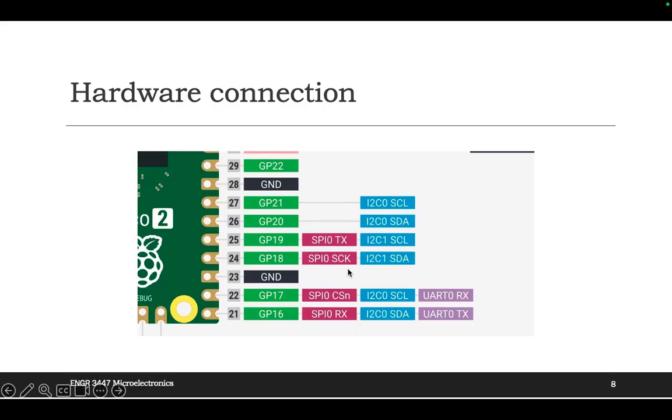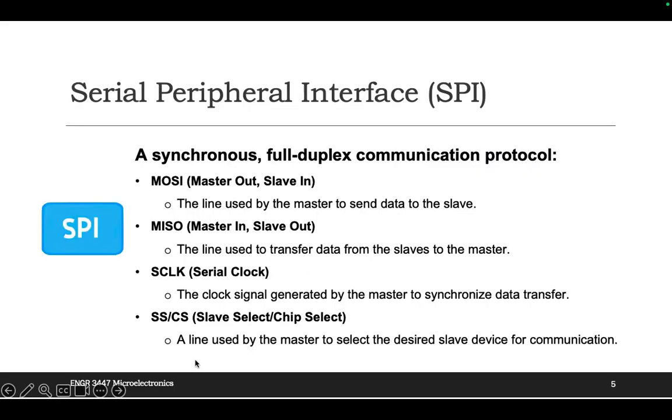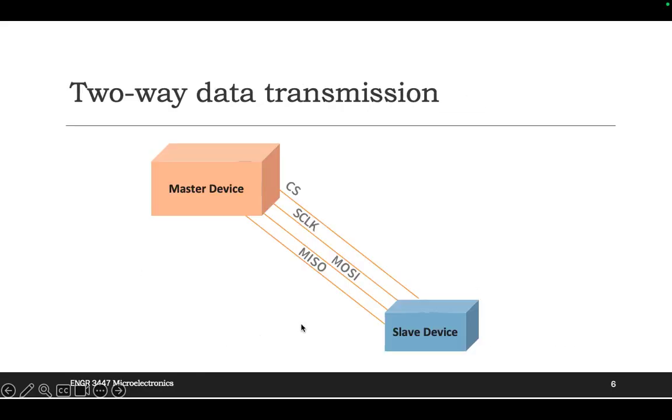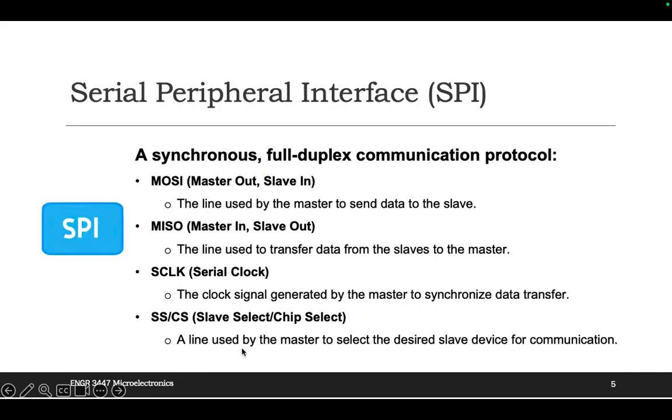SCK, yeah, that's right. The other one is just SS or CS. It's just like the slave select or chip select. It's a line used by the master to select the desired slave device for communication.